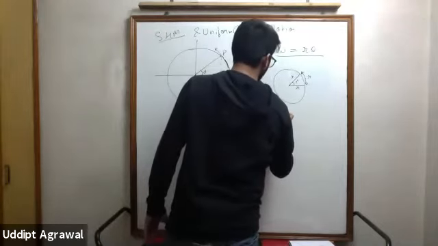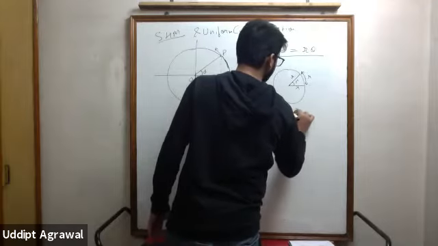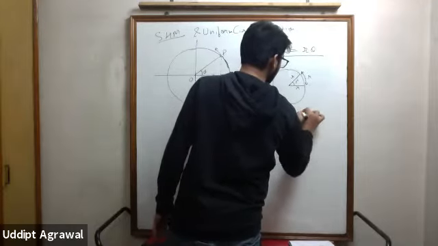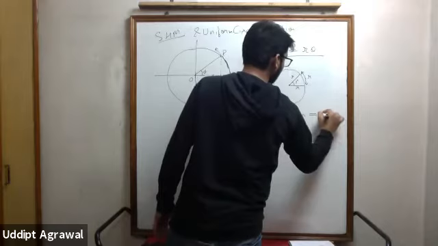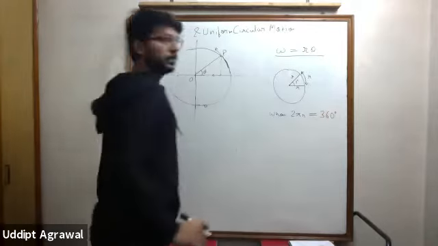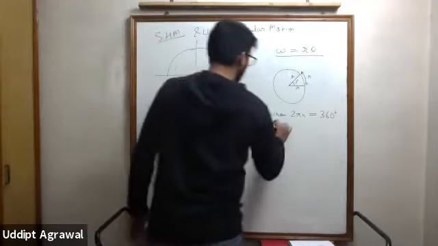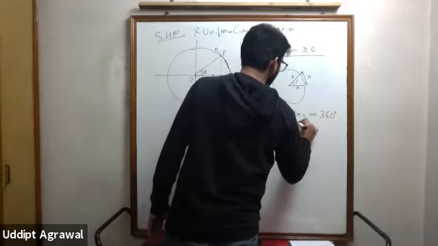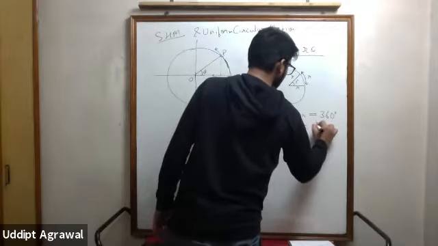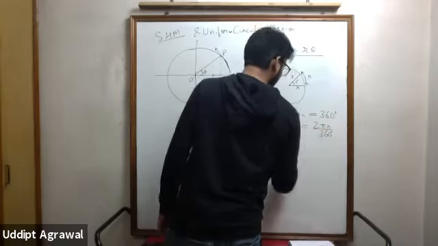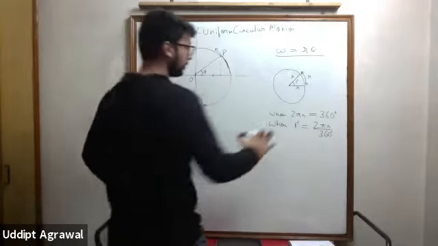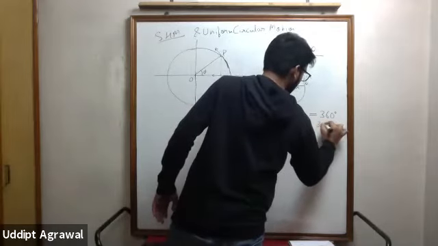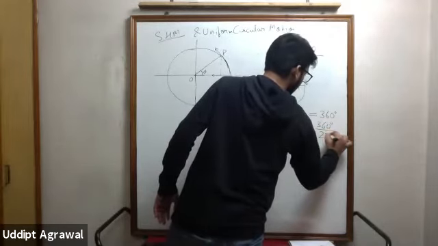So when 360 degrees is there, or rather when 2 pi r is there, the angle that is getting made is 360 degrees. Yes? When I want 1 radian, that implies 2 pi r upon 360 degrees. Sorry, this is 360 degrees upon 2 pi r.